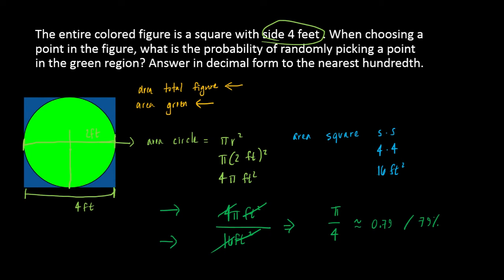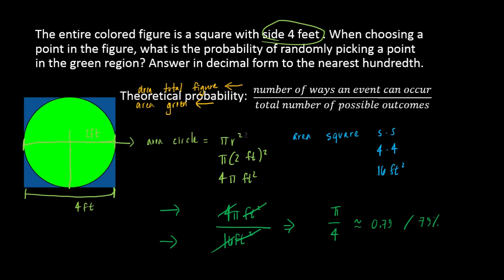We're taking a ratio of the figure in question, so in this case our green circle, versus the entire figure. Let's do one more example.